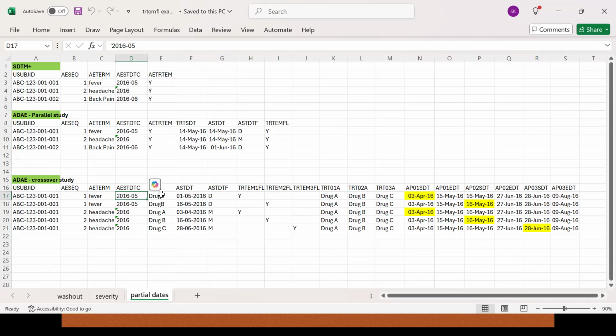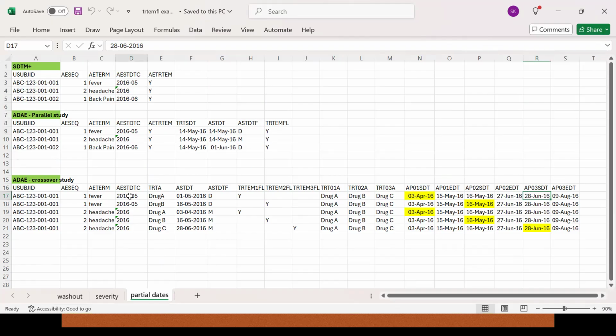and because we are having drug A, drug B, and drug C exposure given to this subject in all these three periods respectively. If we talk about the first period, it starts on 3rd of April 2016, the second period starts on 16th of May 2016, and the third period starts on 28th of June 2016.